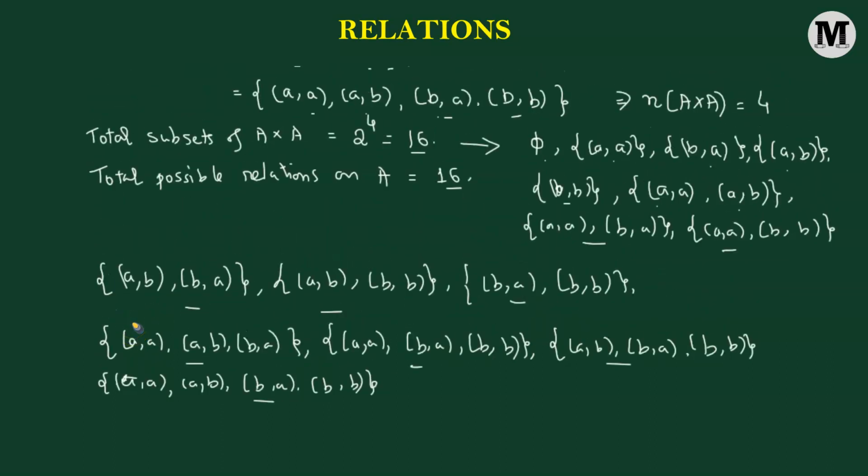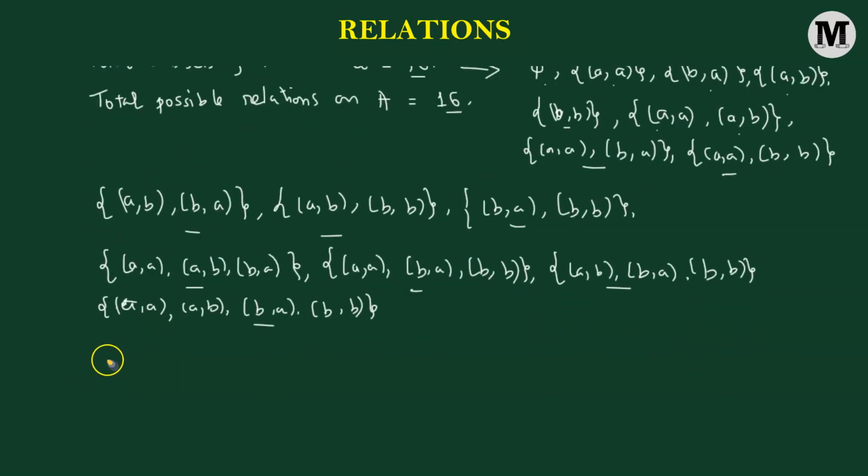So let's name them. We can have R1. Let's say R1 is the empty relation given by phi. Then we can take R2 to be the set containing the ordered pair (a, a). Clearly, we can see that this is a subset of the Cartesian product of A and A. Likewise, we can define all the rest of the relations. So there will be a total of 16 relations.